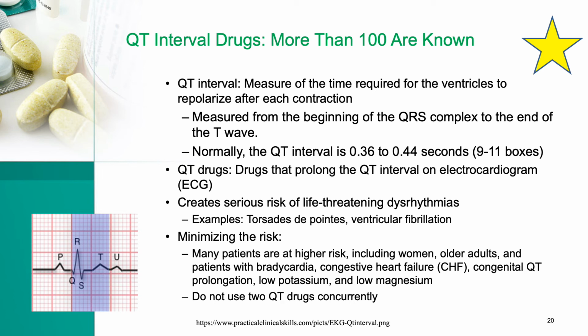The QT interval is a measure of the time required for the ventricles to repolarize after each contraction. It is measured from the beginning of the QRS complex to the end of the T wave. Normally that interval is 0.36 to 0.44 seconds, or 9 to 11 boxes. Most commonly used medications can prolong the QT interval, but it rarely leads to torsades and sudden death in low-risk patients on one QT drug.